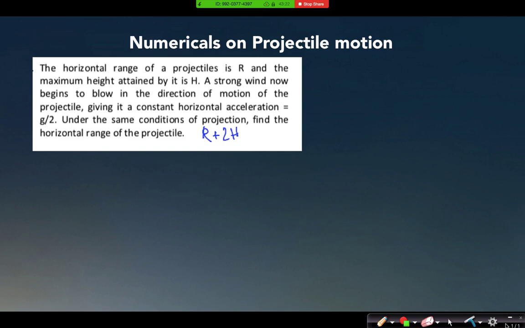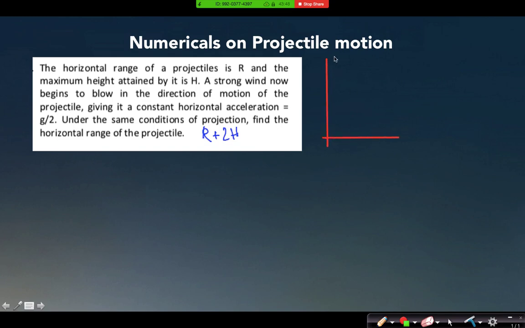Now look, unlike a conventional projectile motion where we have assumed the acceleration along the x-axis is 0, here the acceleration along the x-axis is g by 2, right? So I need to change the equation along the x-axis, not the y-axis. The y-axis equation will remain the same.